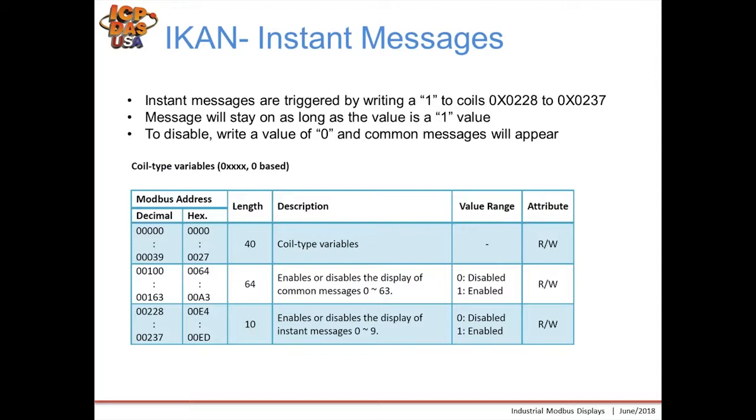And the registers 0x100 to 0x163 are to change the status of enabled and disabled common messages. So for instance, if you wanted to alter the display message, or if you want to go to a certain message, you can change that value as well by writing to the corresponding Modbus register.